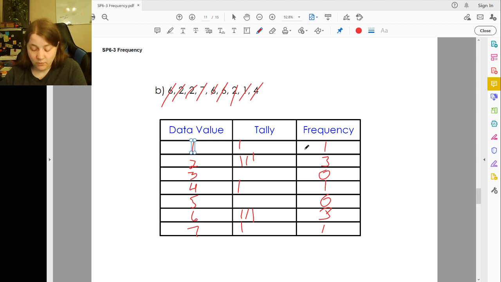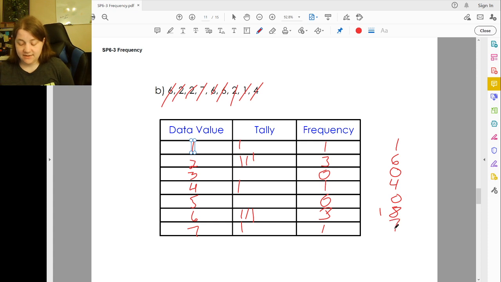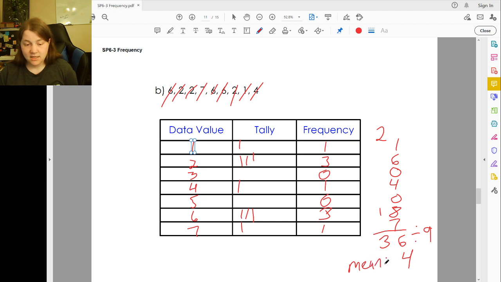To find the mean, 1 times 1 is 1, 2 times 3 is 6, 3 times 0 is 0, 4 times 1 is 4, 5 times 0 is 0, 6 times 3 is 18, 7 times 1 is 7. So when I add all these up, 8 plus 7 is again going to be 15, 16, 17, 18, 19, 20, 26. That makes 36. And I have 1, 2, 3, 4, 5, 6, 7, 8, 9 total numbers. So 36 divided by 9 is going to be 4. The mean is 4.